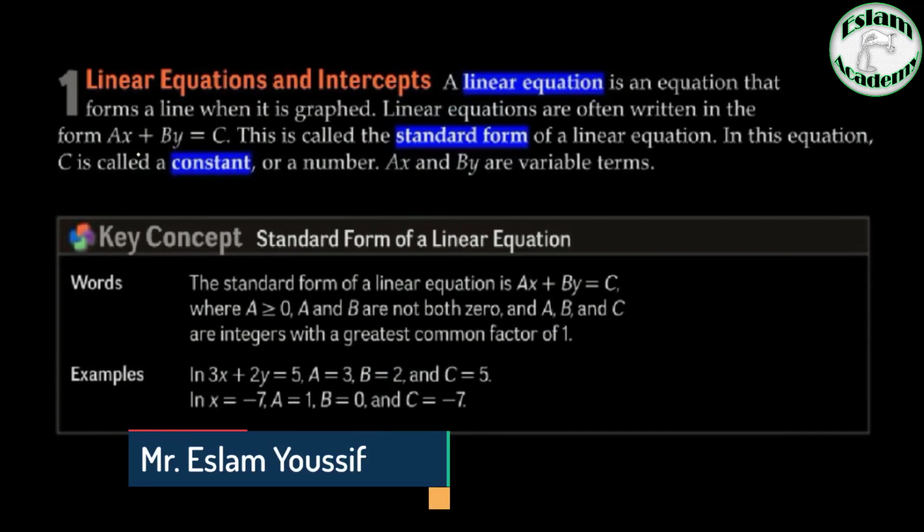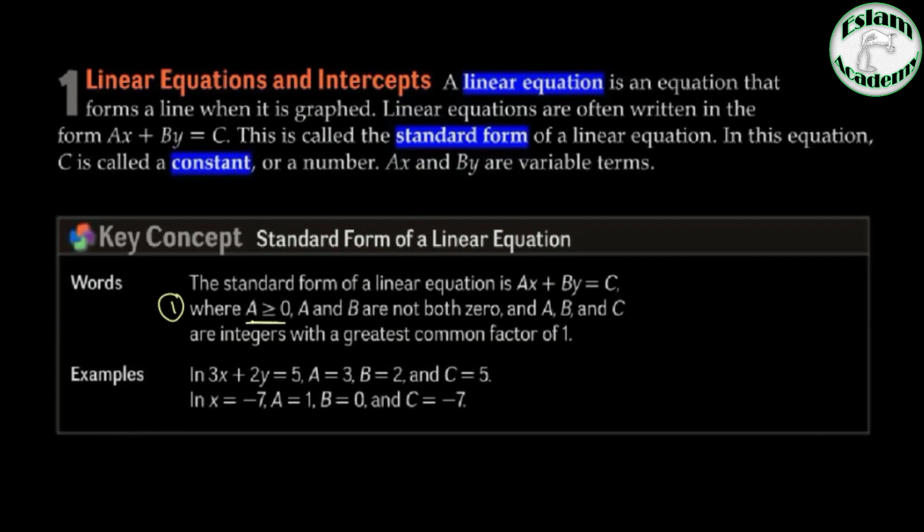If you write the form ax plus by equals c, that's called the standard form. But we have some conditions for the standard form. Number 1: a must be greater than or equal to 0. It means the coefficient of x must be positive or equal to 0. Number 2: a and b are not equal to 0 at the same time.